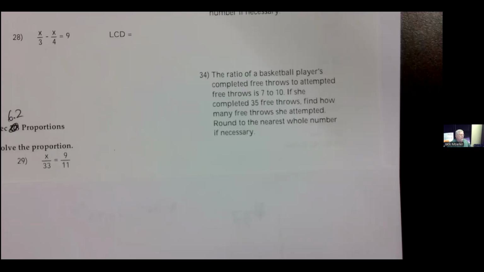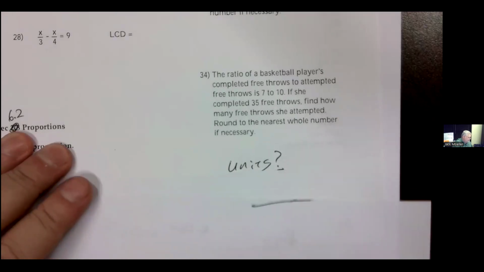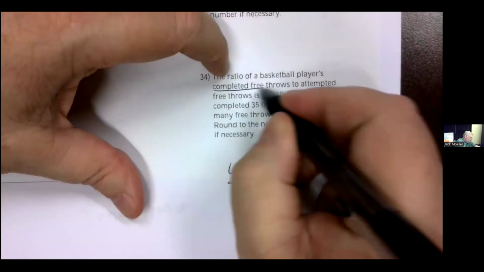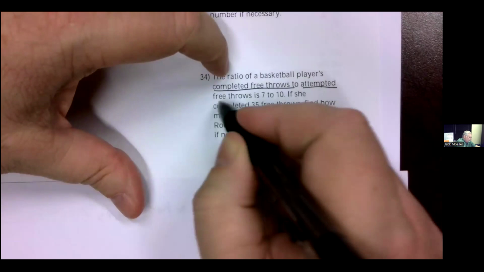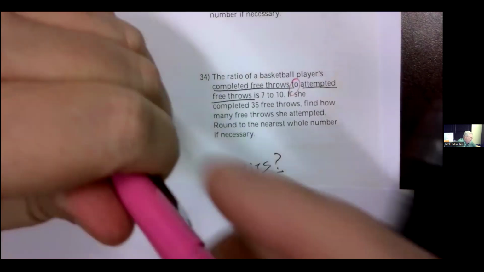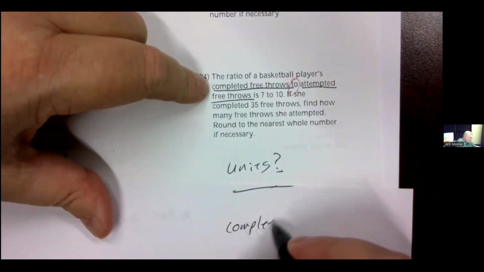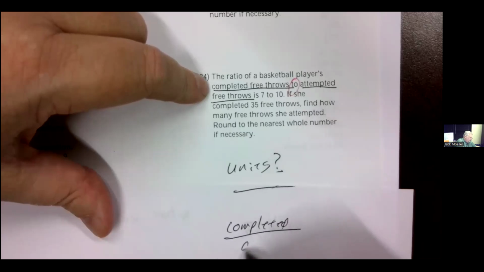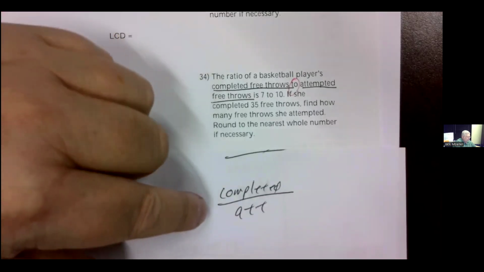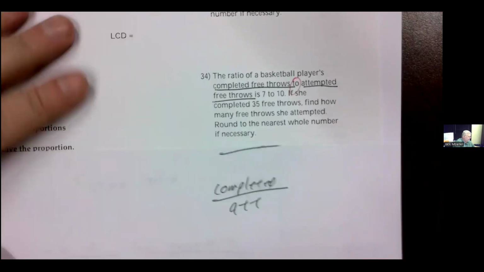Okay. So again, what are the units? Don't start with the numbers, start with the units. All right, well, basketball player's completed free throws to attempted free throws. And there's that word to, that's our fraction. So on top, let's do completed, and on the bottom, let's do attempted. This is kind of what I do. I may not always write it out, but I do it in my head: what is on top, what is on bottom. Then I go back and look at the numbers.